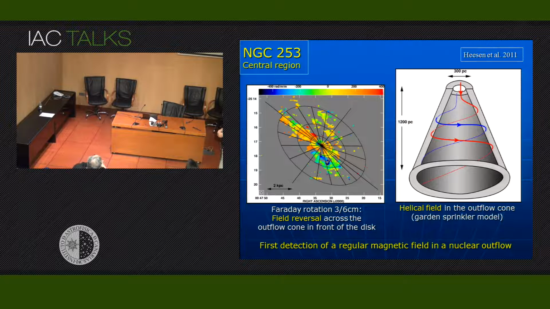So it's, I think, quite nice results. And a helical field can stabilize the outflow, can also confine and collimate the outflow. And this is maybe somewhat similar to the jets of radio galaxies.